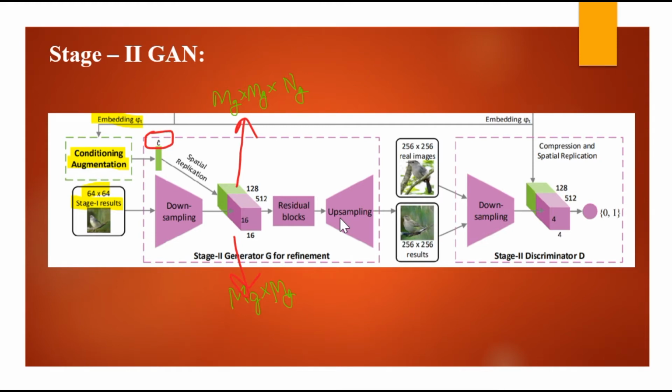Moving on to the discriminator. The discriminator is quite similar to the one that is present in our stage 1, except that here you have one extra downsampling block, and that is mainly because your input size is really high. It is 256. Earlier it was 64. So hence we have one extra downsampling layer. So that is all about the stage 2 GAN architecture. Let's move a little further and take a look at the training.